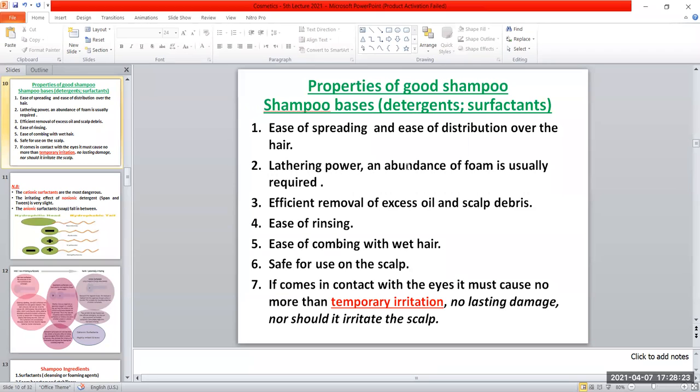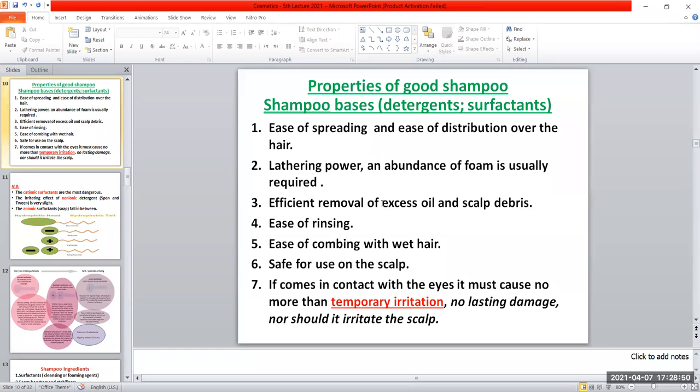Lathering power, an abundance of foam is usually required. What's the meaning of foam or lathering? إن إحنا يبقى عندنا رغوة. And when rubbed on your hair, يعني with some water, it should produce foam. This foam will clean your hair, will take off all the debris, all the dirt and grease out of your hair and to be rinsed out with water.